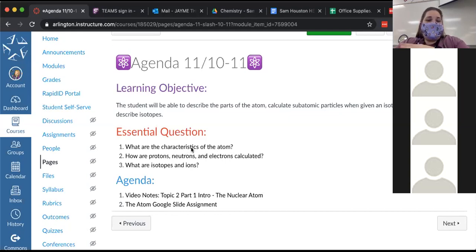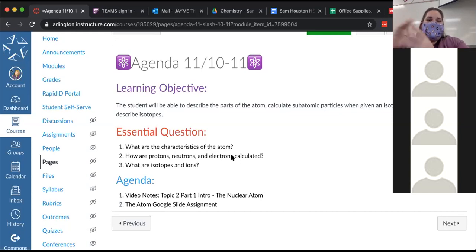So when I say characteristics of the atom, I'm talking about, like, what are the 3 subatomic particles? Where are they located? What mass do they have? What charge do they have? All of that kind of stuff. Like, what does the atom look like? Protons, neutrons, and electrons.